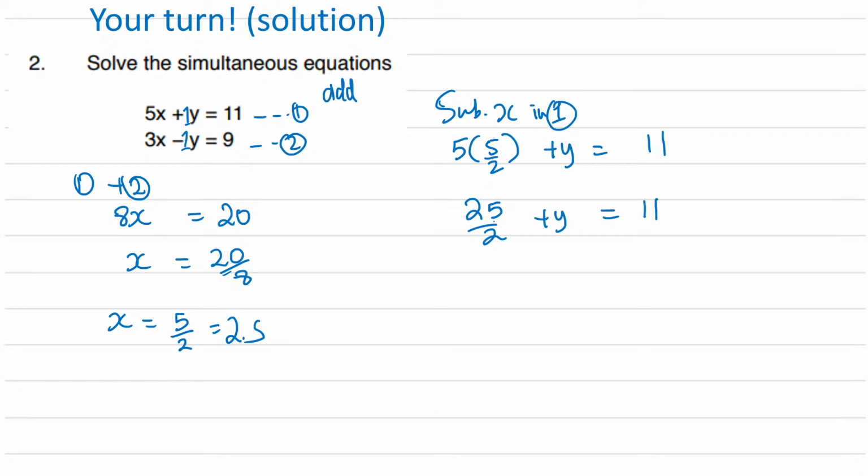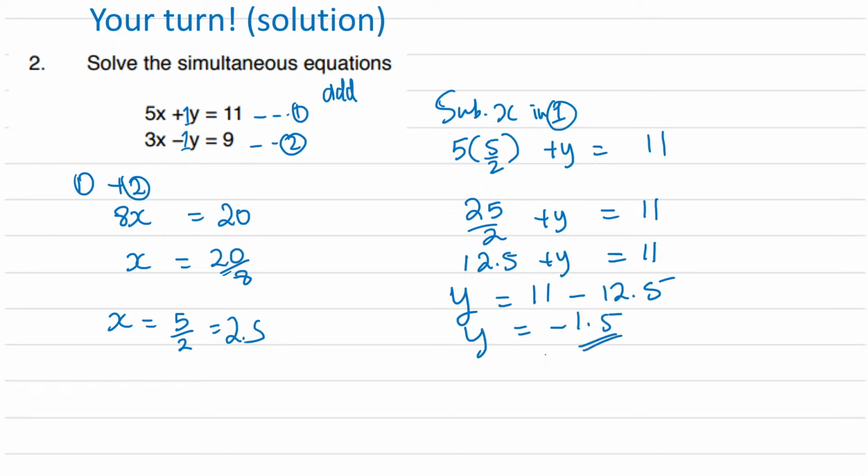Okay, so you know 25 over 2 is 12.5. Okay, so let's just write that 12.5 plus y is equal to 11. So therefore y is going to be equal to 11 take away 12.5, which means y is going to be equal to negative 1.5. Okay, so hopefully you've got this answer, guys.